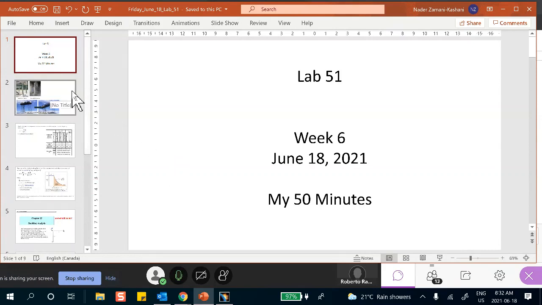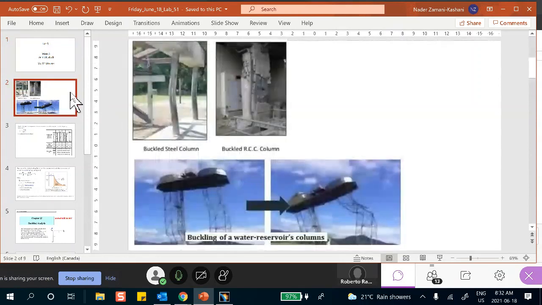Now, you don't want to be present under a structure that buckled. Okay. Here are some examples. This is a reinforced concrete fat column. See the reinforcement here, which has buckled. This is just a buckled steel column. Could be I-beam or something along that line. Here's a water tower. This left piece buckled, and of course that goes with it.